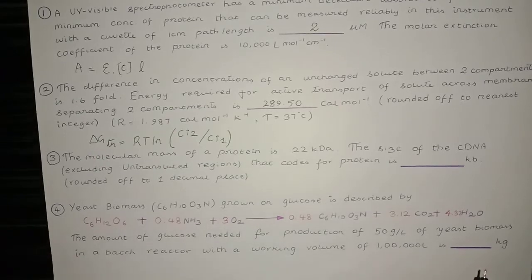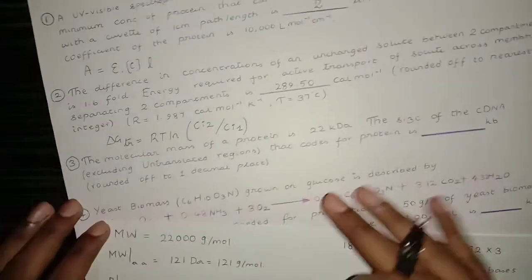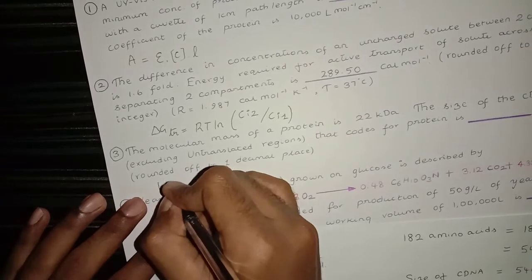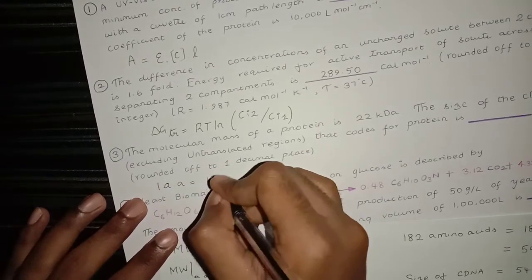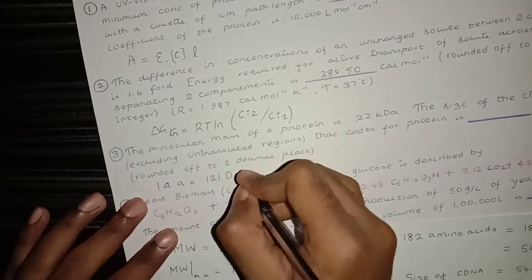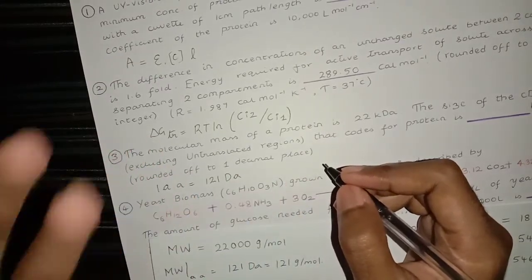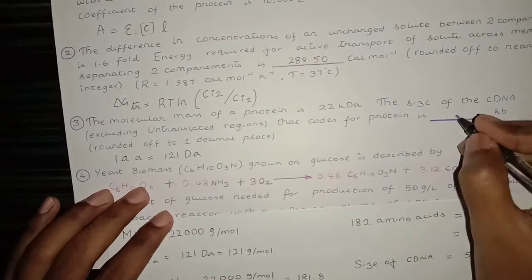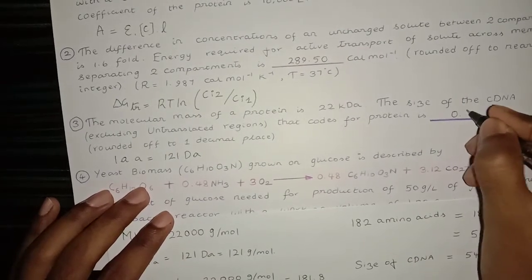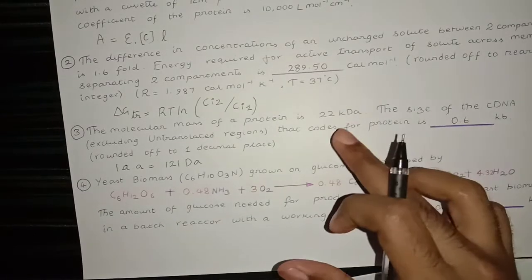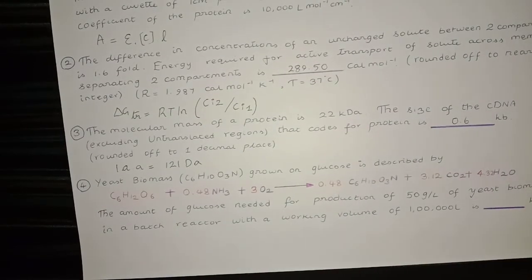And for the third question, we just use the assumption that the average molecular mass of one amino acid is 121 Dalton, and triplet code, one amino acid is coded by 3 bases, and we arrived at the answer of 0.5 to 0.6 kb of cDNA will code for a protein of molecular mass 22 kDa.